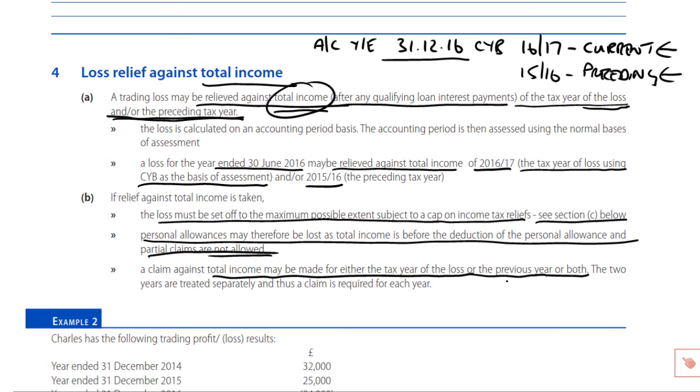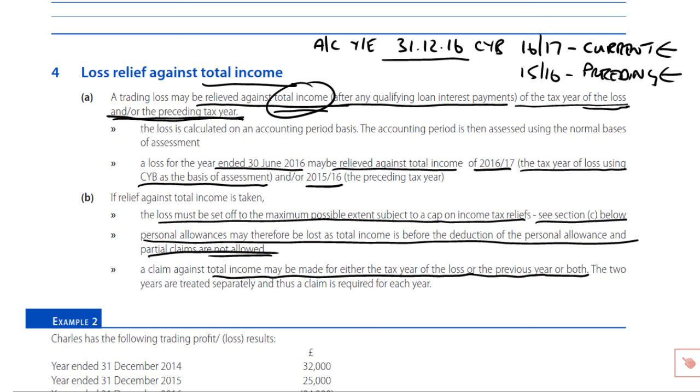If you want to go against both years, you can do so, and you can do so in either order. Current first, then preceding, or preceding first and then current. You decide the order of claims. So a claim against the total may be made in either the tax year of loss, the previous year, or both. The two years are treated separately, and therefore a claim is required for each such year.